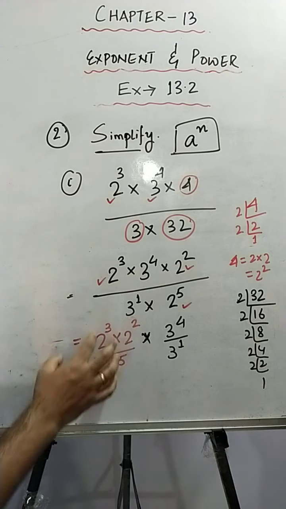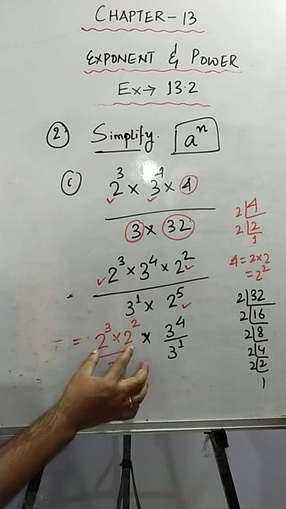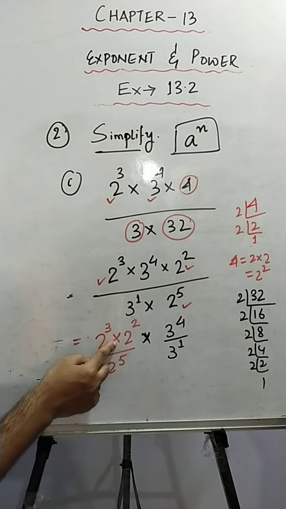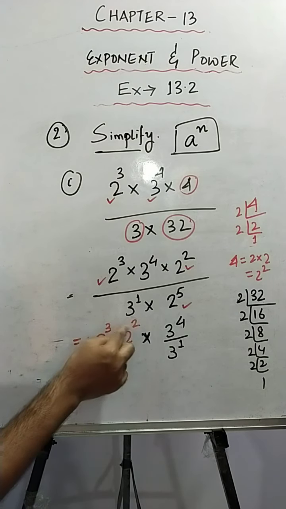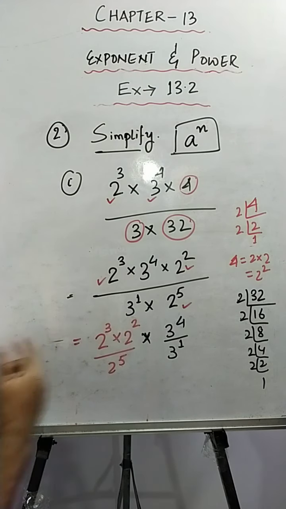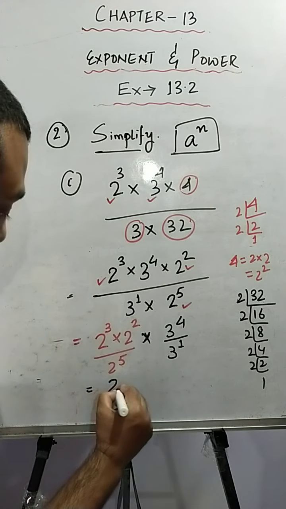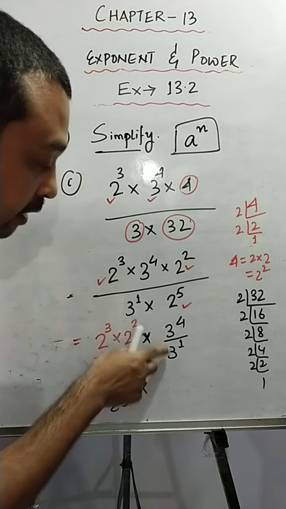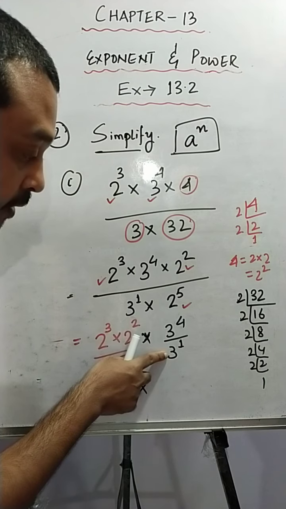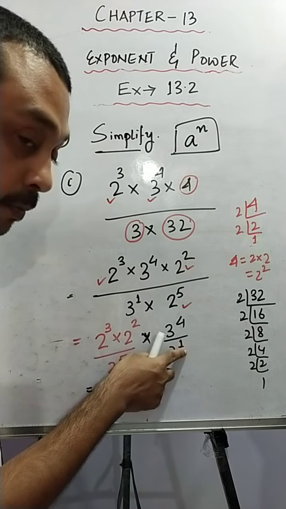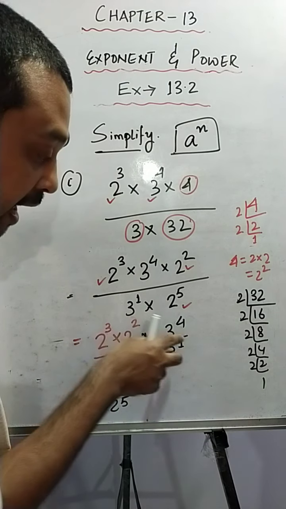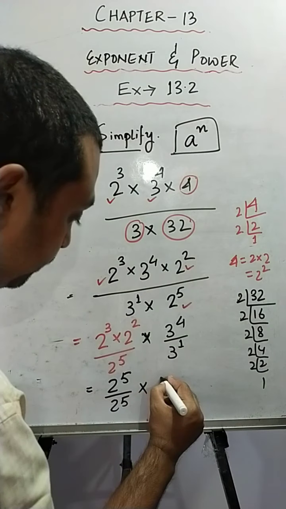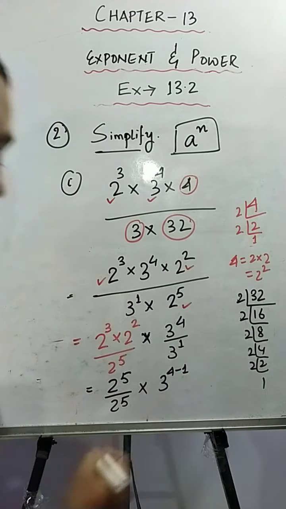Now individually we'll solve this. In the numerator, because the bases are the same and they're carrying the multiplication sign, in case of multiplication, what do we do with the powers? We add, isn't it? So 3 plus 2 is 5. So you can write 2 to the power 5 by 2 to the power 5 into, now these are in division form, 3 to the power 4 divided by 3 to the power 1. Both are carrying the same base and there is a division sign between them, so what do we do with the powers? We subtract, that is 4 minus 1.